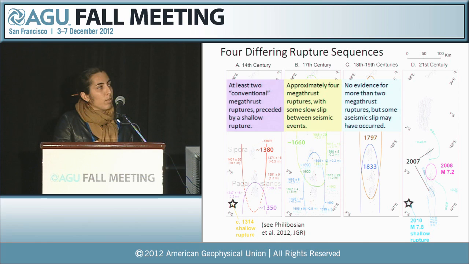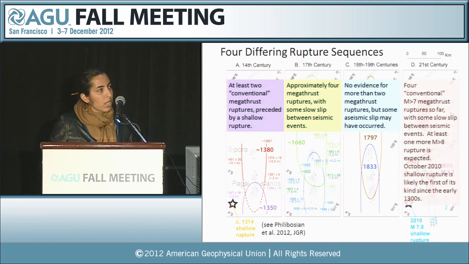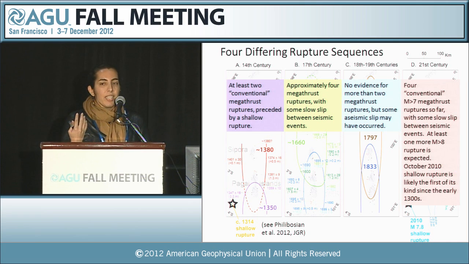In the historical period, we know the exact dates of 2 conventional megathrust ruptures from historical records, and there may be some aseismic slip as well. And then, of course, in the modern case, we have 4 and at least 1 more future predicted conventional rupture as well as a shallow rupture. So what we can infer from this history is that each of these rupture sequences involves different groupings of each of these asperities, and some asperities may also slip aseismically.